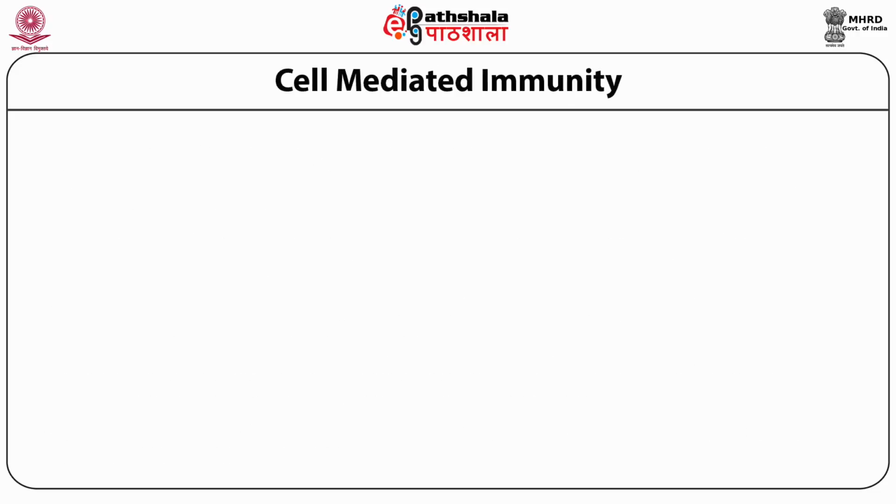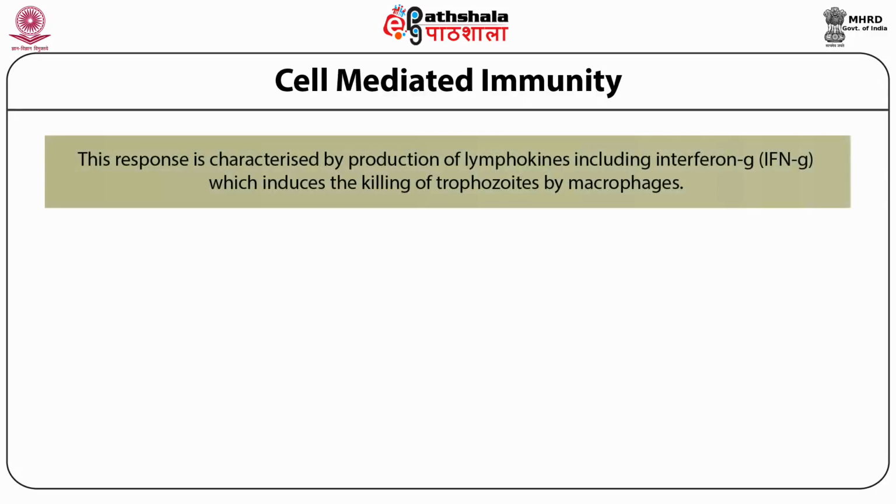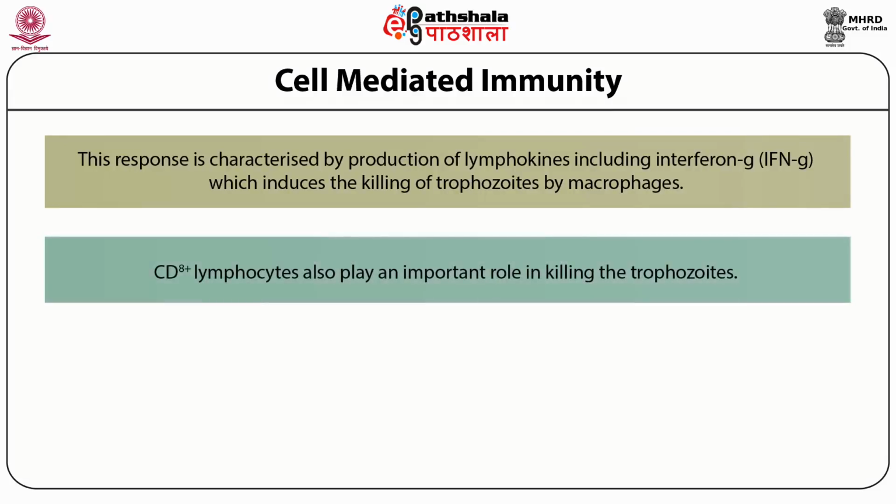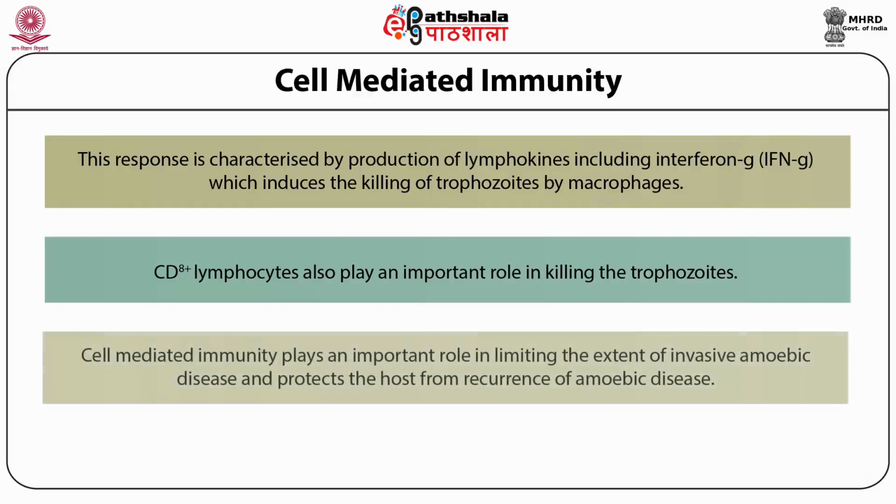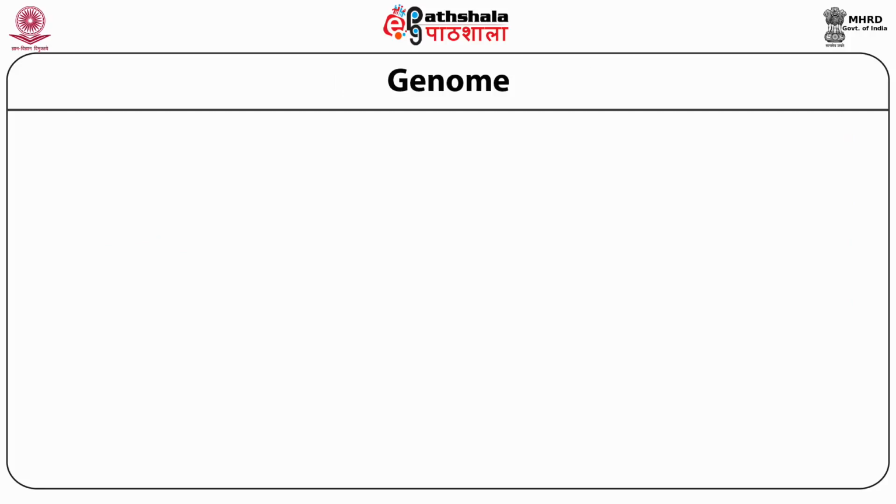Now, what is cell-mediated immunity? It's a response which is characterized by the production of lymphokines, including interferon gamma, which induces the killing of trophozoites by macrophages. CD8 plus lymphocytes also play an important role in killing the trophozoites. Cell-mediated immunity plays an important role in limiting the extent of invasive amoebic disease and protects the host from recurrence of amoebic disease. Now let us talk a little bit about the genome.